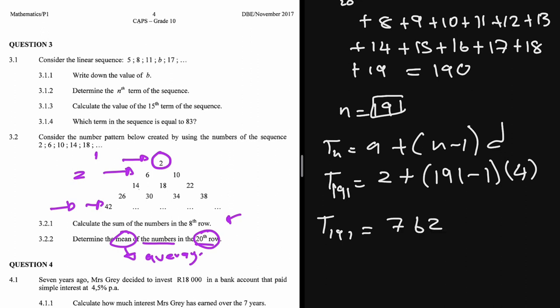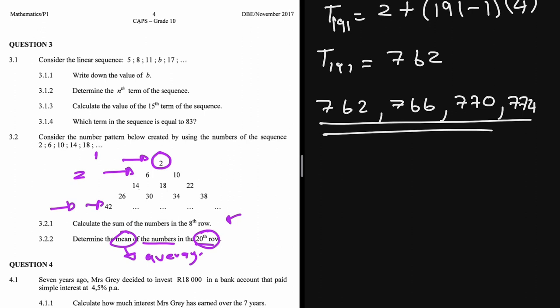So if we have the value of 762, we're going to add the 4s. We're going to add 4, add 4, add 4, add 4 like that, so that we get 20 terms. So this is kind of a very long problem. The first term in the 20th row is 762. Then if we add 4, we get the next term, which is 766. We add 4, 770. We add 4, 774. We do all that up until we get all the 20 terms. This is just going to be a very long problem.